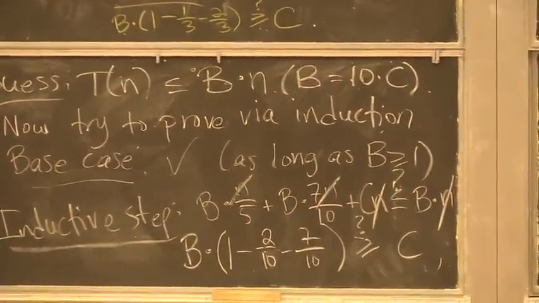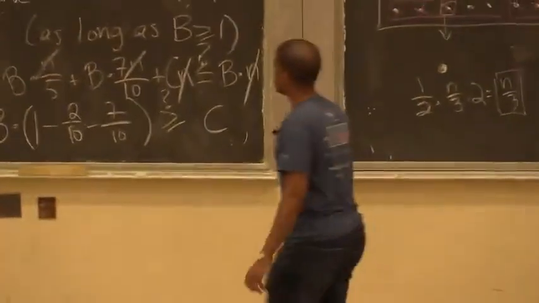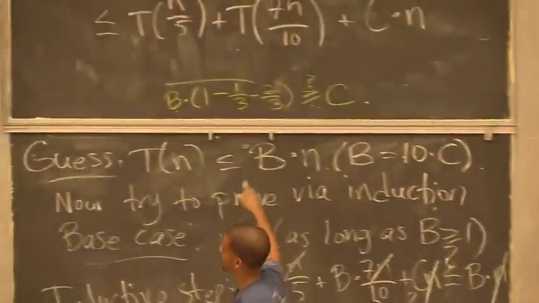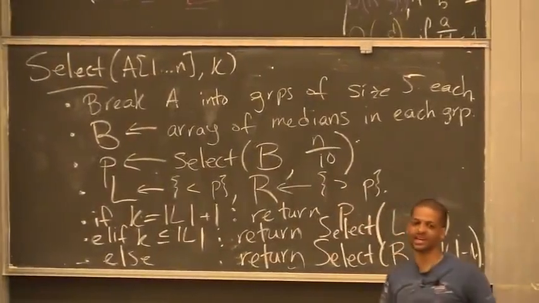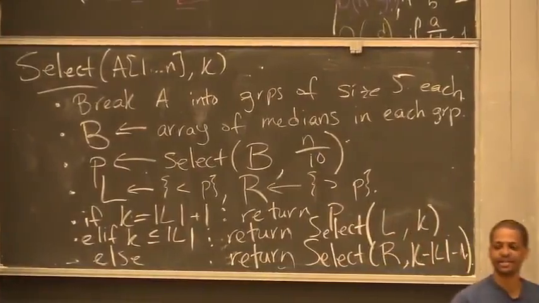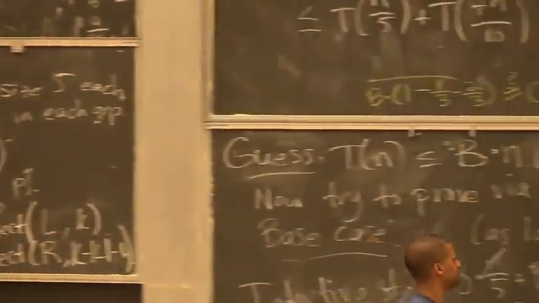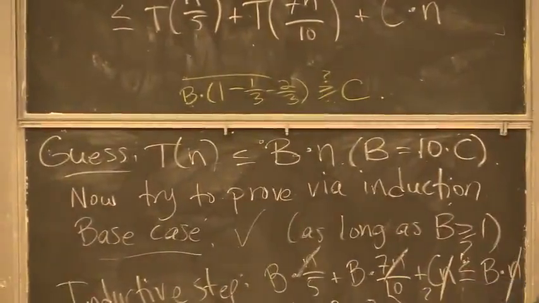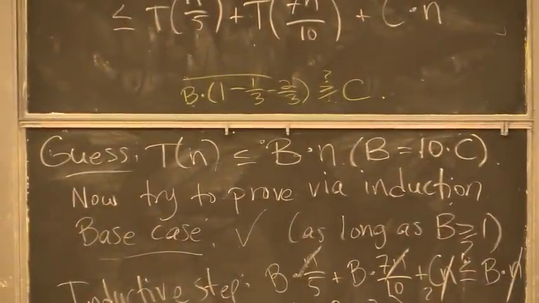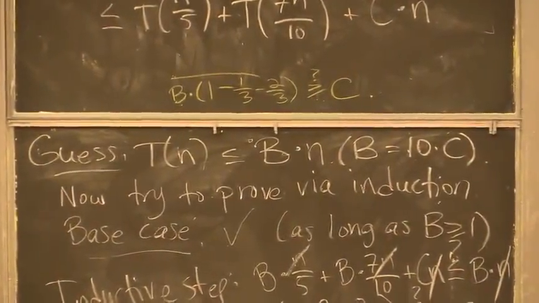You don't have any control of c. c is the kind of time it takes to do all this linear time stuff, like the partitioning and computing the medians of the groups, etc. So unfortunately, if you choose groups of size 3, you just don't get anything. Does that make sense? Okay.